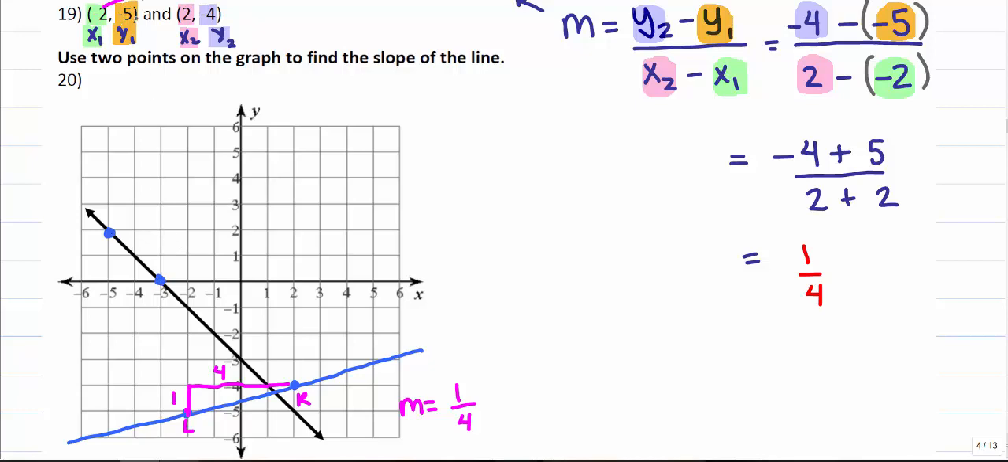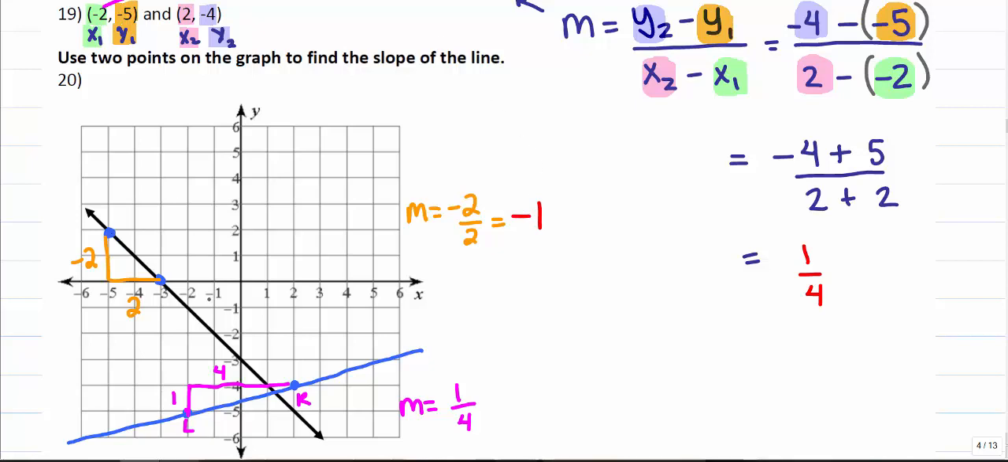Well, then what I would notice is that I would have to go down 2 blocks. You see how that's 1 block, 2 blocks, but I went down. And then 1 block, 2 blocks over. And so that means my slope would be -2/2, which actually equals -1.